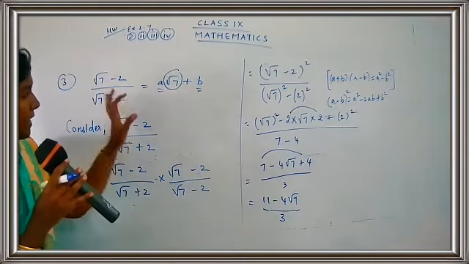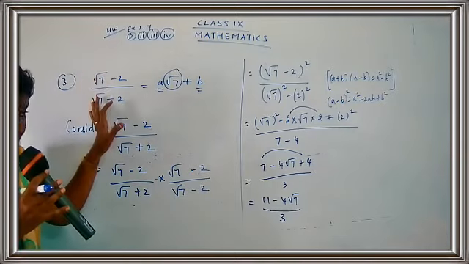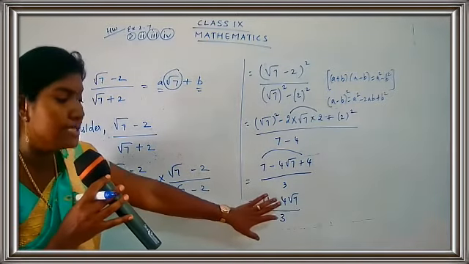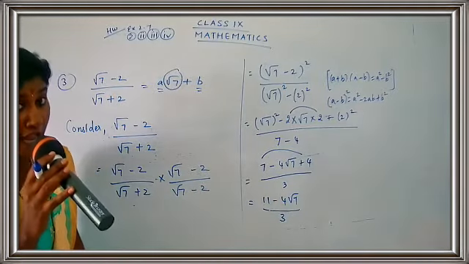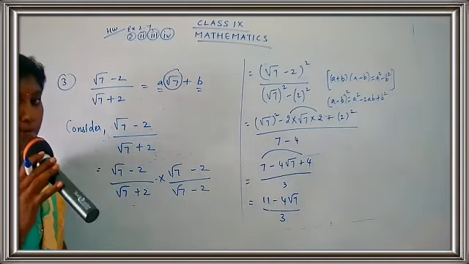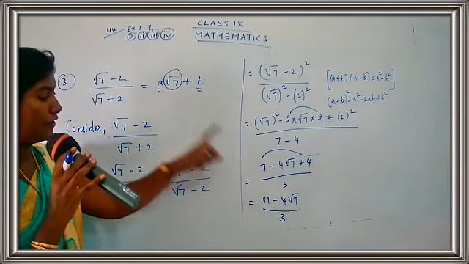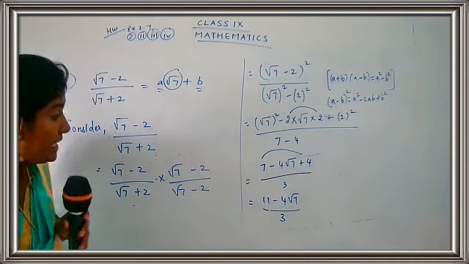So now here I have solved this. I have just rationalized this. I got the answer as 11 minus 4 root 7 upon 3. Now from this value, I am going to find out the value for a and b. Are you getting my point? What are we going to do? We are going to find out the value for a and b from here. So let's see how to do it.